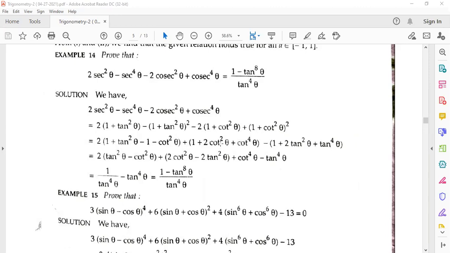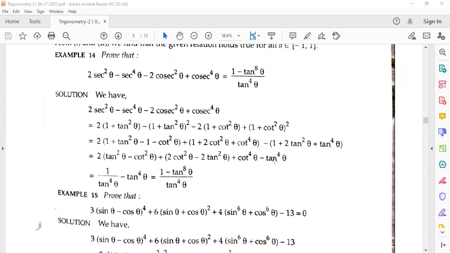From here, if we take common this 2 cot square theta, and if we multiply it by minus, then it will be coming 2 tan square theta. Then we are taking common this 2 part at a time, that is 2 cot square theta minus 2 tan square theta. Then plus 1 plus cot to the power 4 theta. This plus 1 and this minus 1 will be cut, and from here 1 minus tan to the power 4 theta will be coming. So that is cot to the power 4 theta minus tan to the power 4 theta will be coming here.